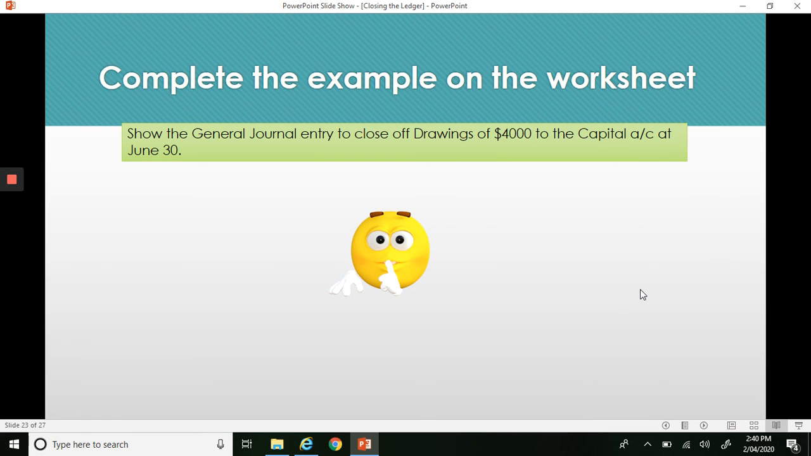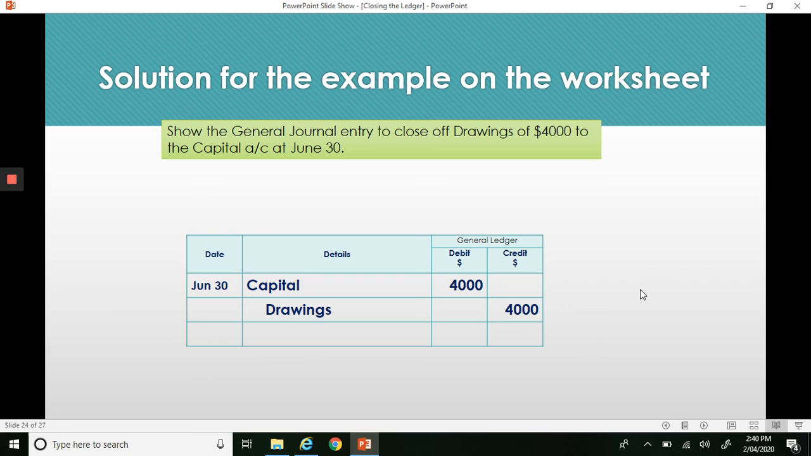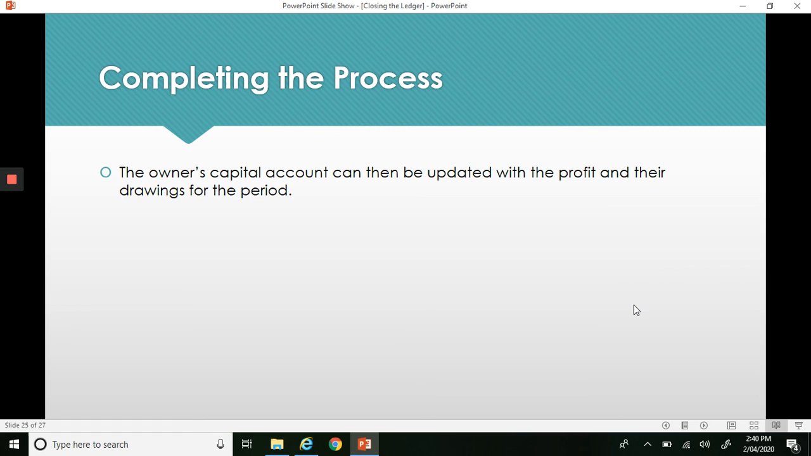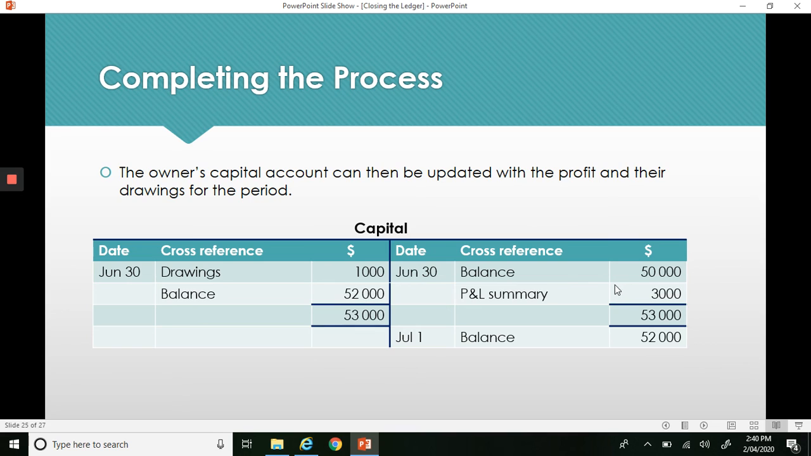Complete the example on the worksheet. And here is the solution for the example on the worksheet. There was drawings of 4,000, so you just credit drawings and debit it to the capital. And then just completing the process, the owner's capital account can then be updated with the profit and the drawings for the period. So here we have a balance at the beginning. There's that $3,000 profit. There's the drawings. And so overall, when you finish off and you do your balancing, the owner's equity has increased from 50,000 to 52,000 for the period.